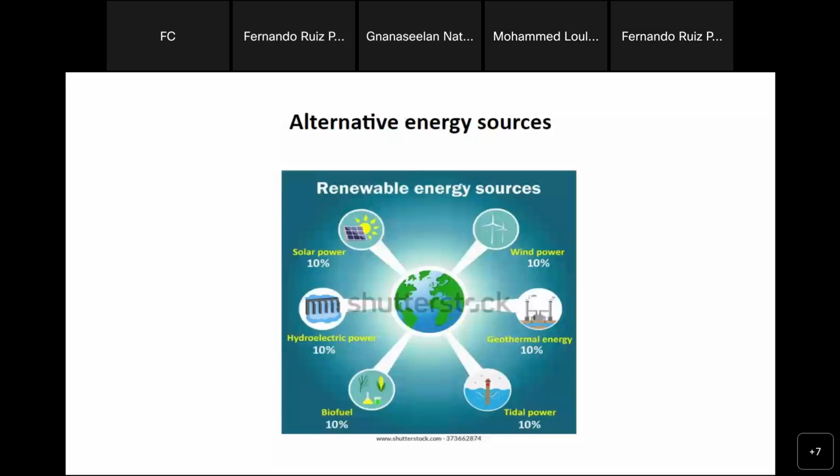As you know, the renewable energy sources are the alternative energy sources to the fossil fuels, since these latter are depleting at a fast rate, and they are the main cause of the pollution of our Earth.